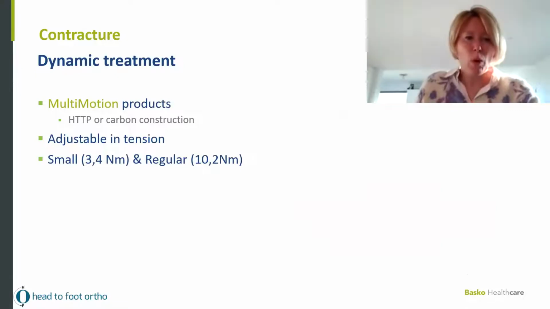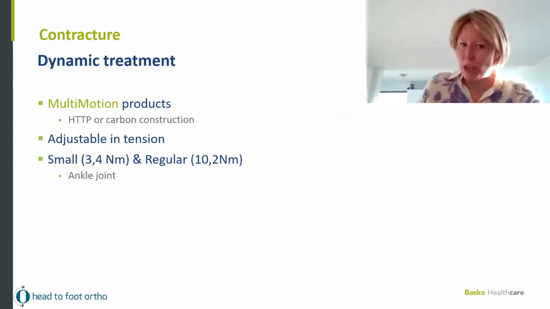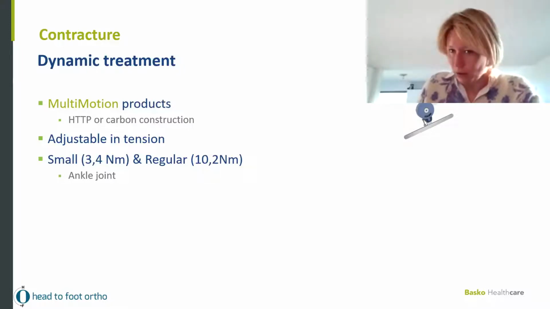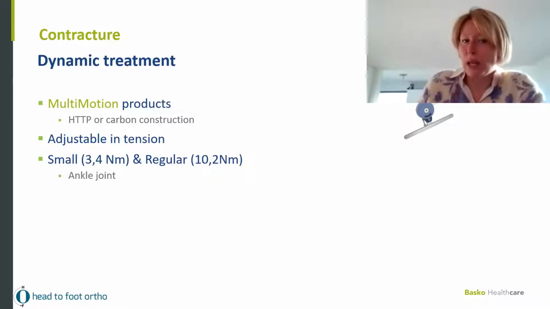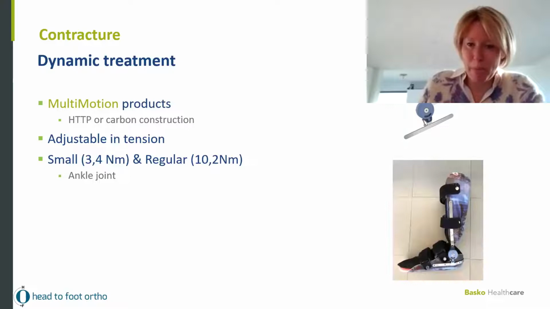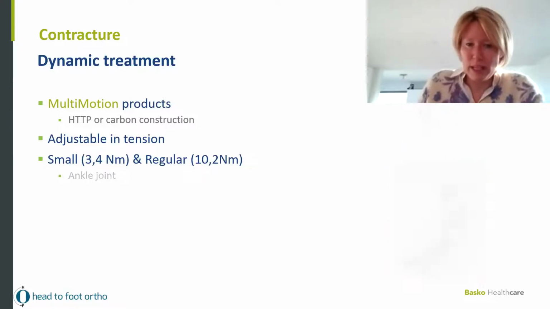So what does exist? Well, we do have a small joint for the ankle. All the multimotion products are adjustable in tension. We will talk about how to do that. And we do have a small one and a regular one up to 10 Newton meters. So this is on a T-bar that can be used for the ankle. We also have customers that use just the integrated straight bar and not a T-bar on the ankle. That's really up to you. Depends on what you want or what, of course, material you're using. This is how it looks in the ankle.